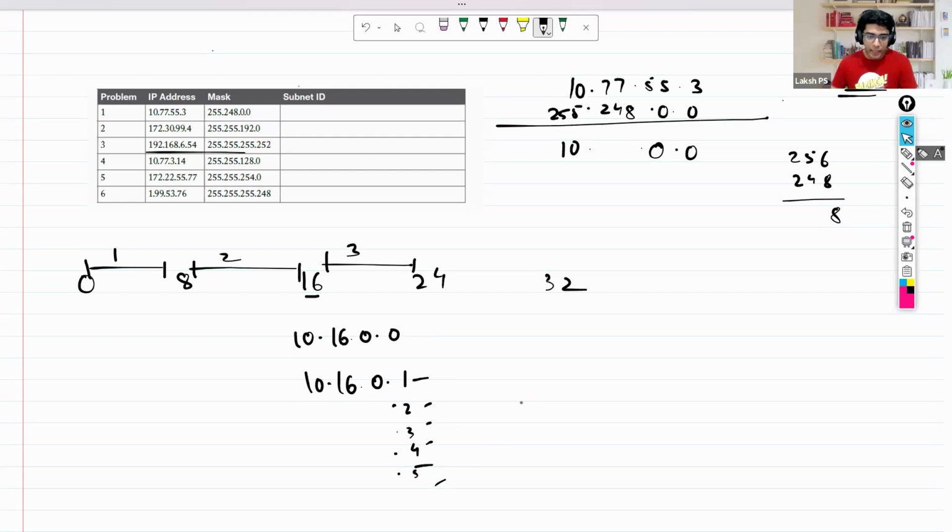This is the fifth IP address of that third subnet. All right, so this is how they may ask in the interview, and this is how they may ask in the exam. Clear? Yes, sir. Clear.